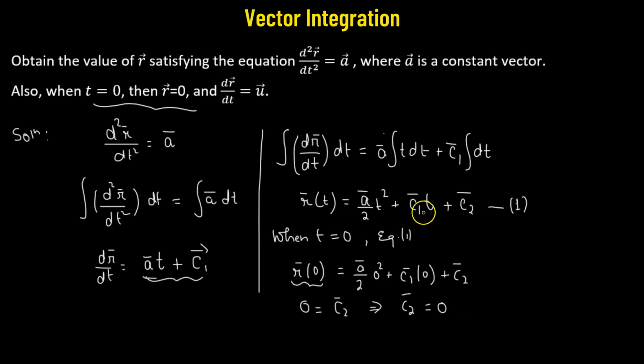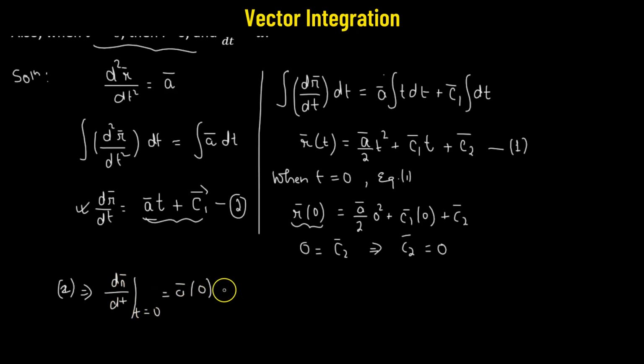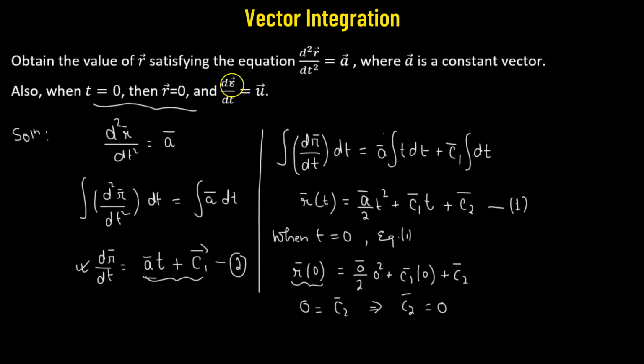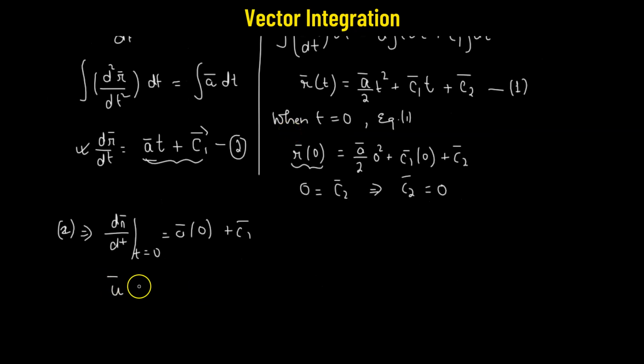Now, in order to obtain c1, we'll take the derivative of equation number 1 with respect to t. We don't have to do it, as we already have dr over dt. So let's call it equation number 2. Here in equation number 2, we will compute the value of this derivative at t equals 0. That gives us a vector times 0 plus c1 vector. Now in our question, we are already provided with dr over dt equal to vector u at t equals 0. So u vector equals c1 vector. So we have obtained the value of c1 vector.